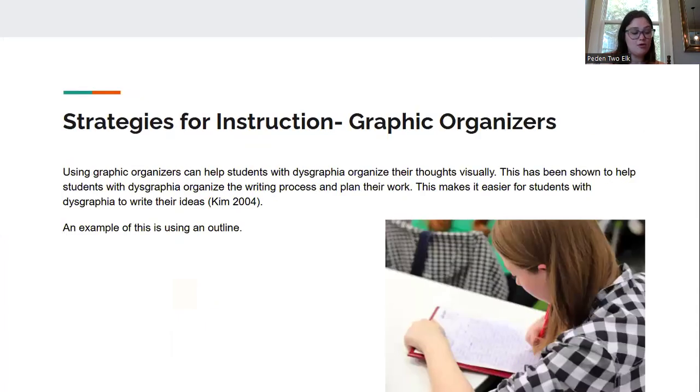Another strategy is using a graphic organizer so that students can organize their thoughts visually. This has been shown to help students with dysgraphia process and plan their work. It makes students have an easier time writing down their ideas. An example of this would be to use an outline.